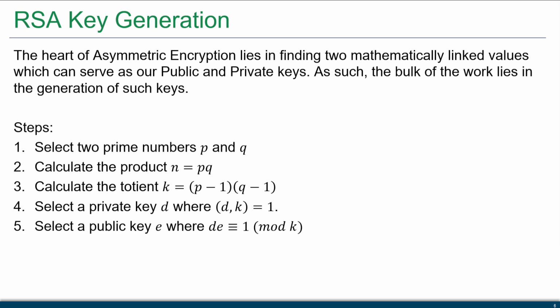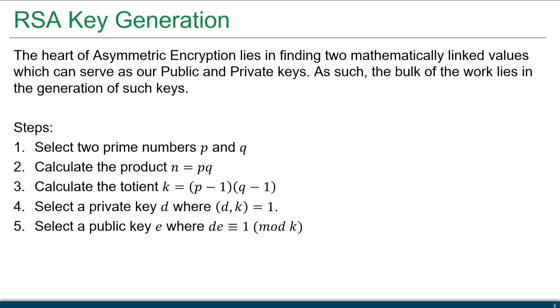So the heart of asymmetric encryption lies in finding two mathematically linked values, which can serve again as our public and private keys. So as such, the bulk of the work lies in the generation of such keys. So we have 5 steps that we need to go through when doing this. The first thing that we need to do is select two primes, P and Q, and they have to be distinct. Now, for our example, we're going to keep these relatively small, but in reality, they're not going to be relatively small. So that's the first step.